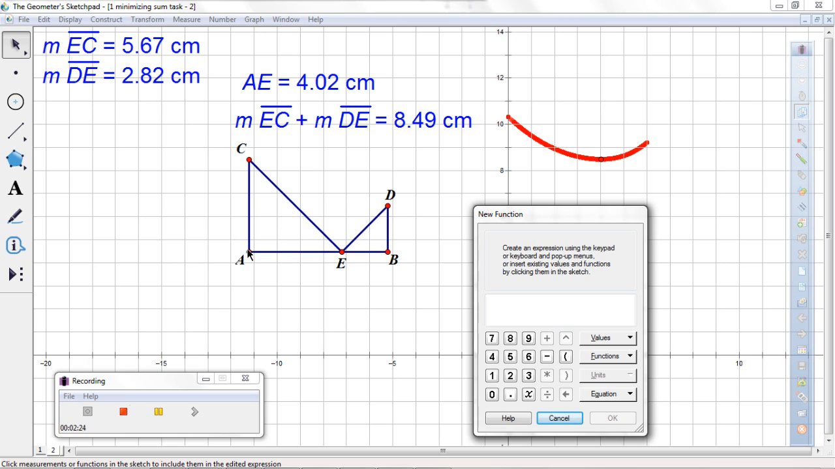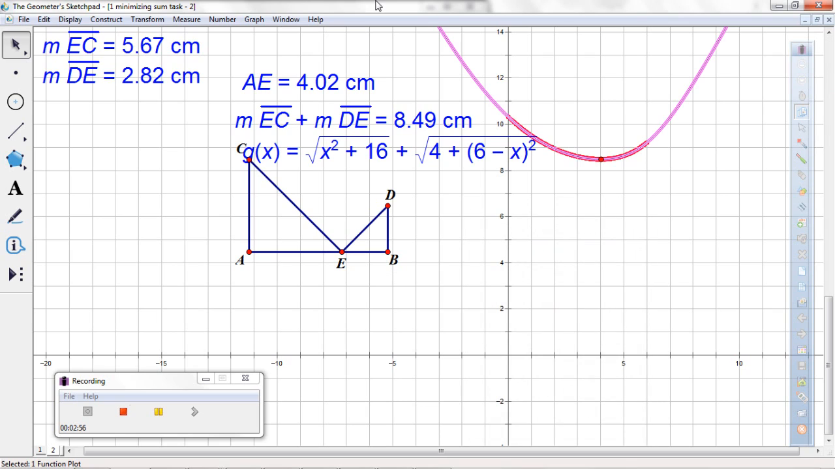So using Pythagorean theorem, if AE was, I'm thinking of that as X, and CA is 4, then I would have the square root, because it's Pythagorean theorem, of X squared plus 16. And then the other side, since DB is 2 and EB would be the rest of it, of 6 minus X, I have the square root of 4 plus (6 minus X) squared. And isn't that nice? It corresponds perfectly to all those plotted points.